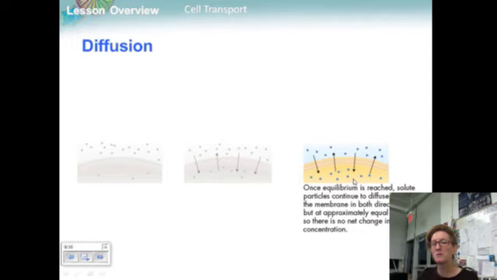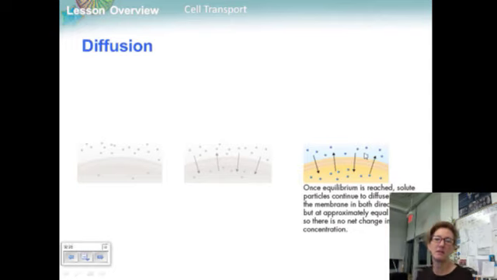Even when an equilibrium is reached, though, keep in mind the particles of solution, because of heat motion, will continue to move back and forth across the membrane in both directions. Because almost equal numbers of particles move in each direction, there's no net change in the concentration on either side. Diffusion depends upon random particle movements. Substances diffuse across membranes without requiring the cell to use additional energy. The movement of materials across the cell membrane without using cellular energy is called passive transport.